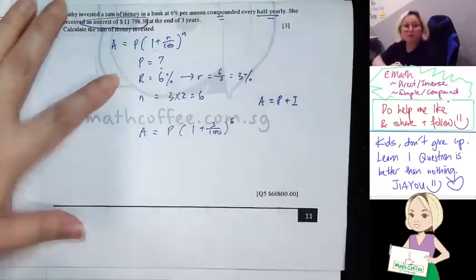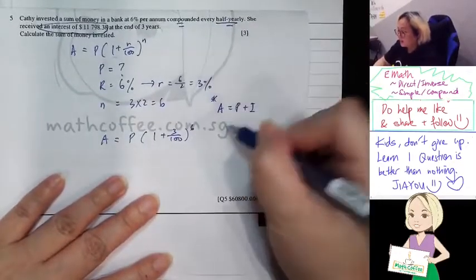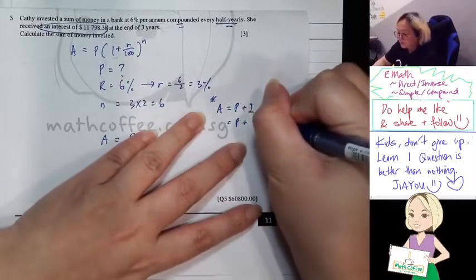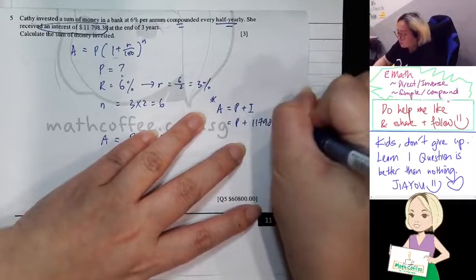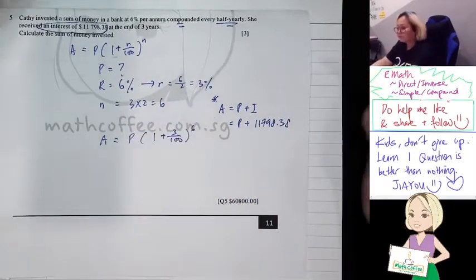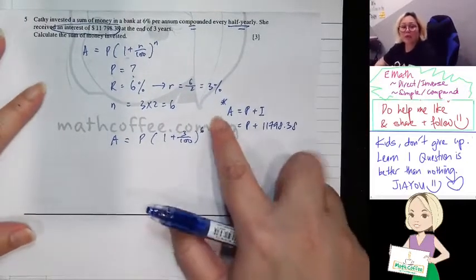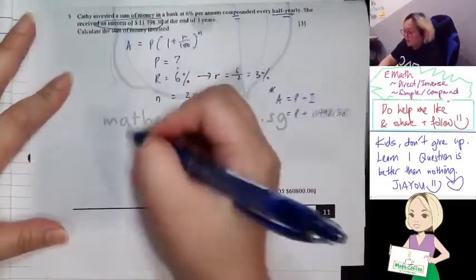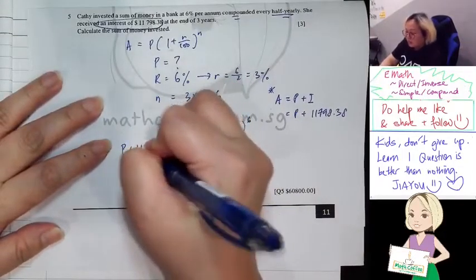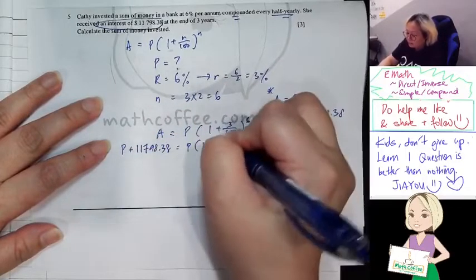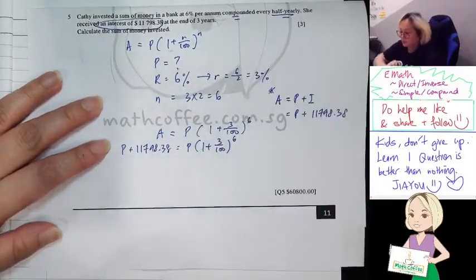Because this question gives us the interest instead of giving us the principal amount, you need to know that A equals P plus I. So in this case, the A I can change to become P plus 11798.38. That's the crucial part. Now I can replace my A to become this. So A becomes P plus 11798.38 equals P bracket 1 plus 3 over 100 to the power of 6.